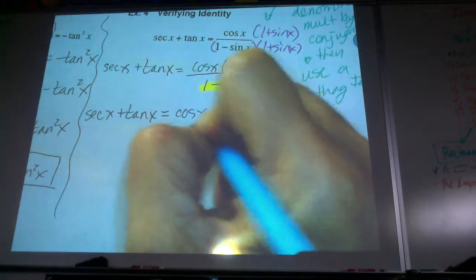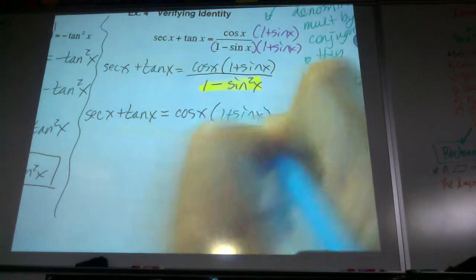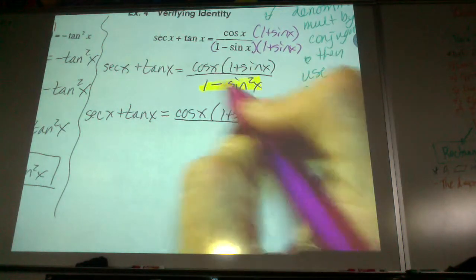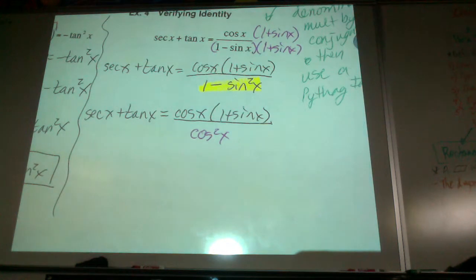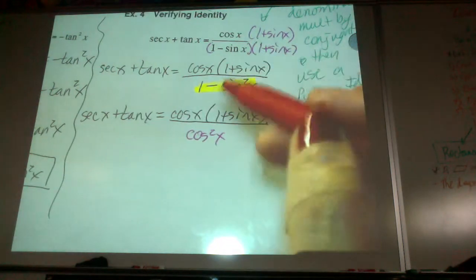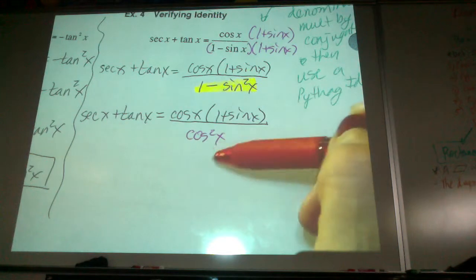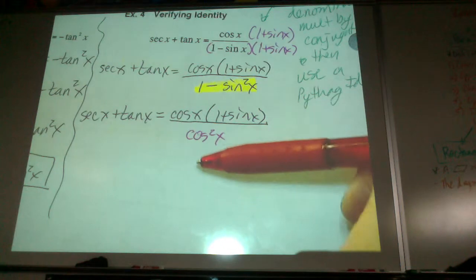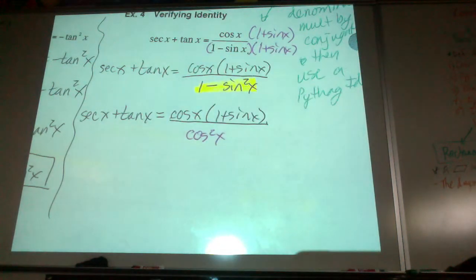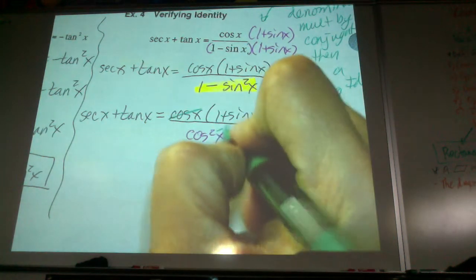And then I've got cosine of x times 1 plus sine of x, all divided by, and this whole thing gets replaced with cosine squared of x. You see why I might not have multiplied that top, the numerator? Because I can do what with it? I can cancel anything that's being multiplied with something else, one with the numerator, one with the denominator. This is a cosine of x, this is a cosine squared of x. It's no different than having a y and a y squared. I can just use exponent rules. So I can cancel one of these with one of those.